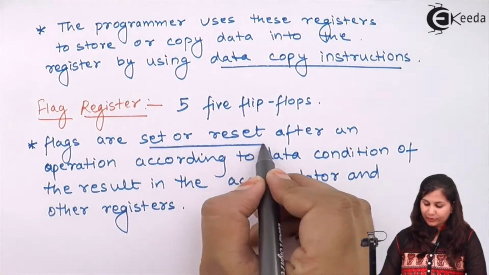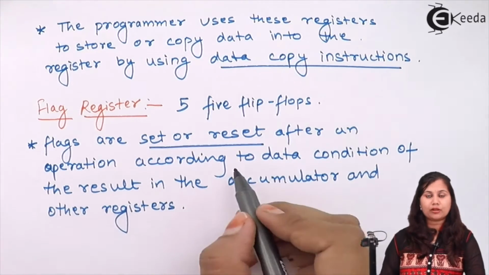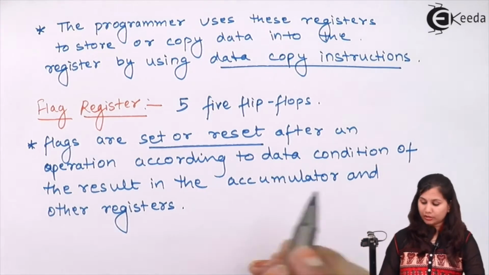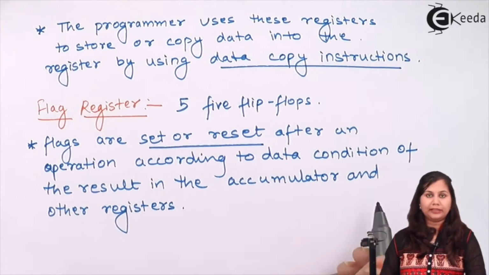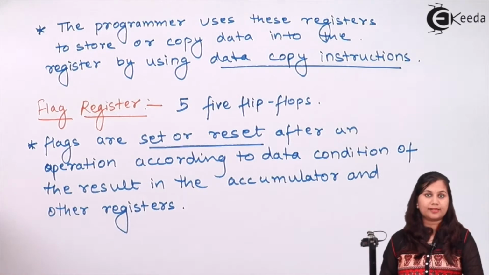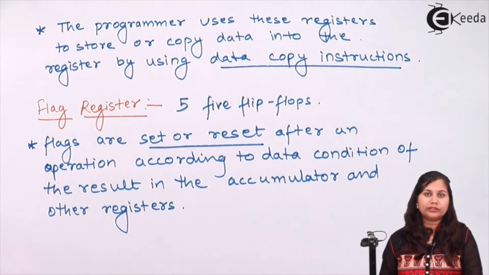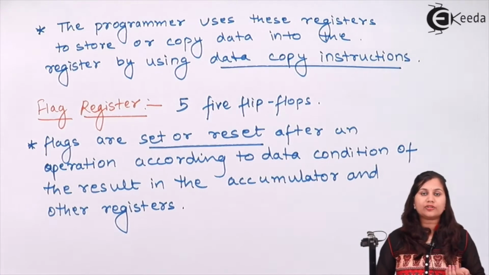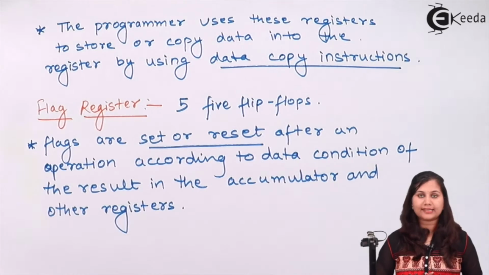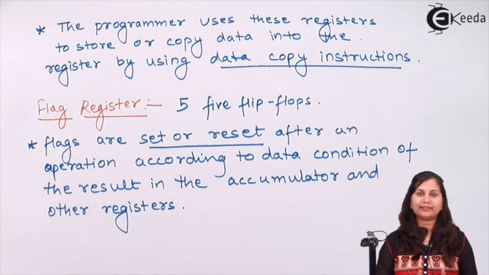So the flags are set or reset after an operation according to the condition of the result in the accumulator and the other registers. Suppose an operation has been performed and the data has been stored in the accumulator or the registers. What is the condition of that register? According to that condition, the flags are set or reset. Set means the flag is equal to 1 and reset means it is equal to 0.